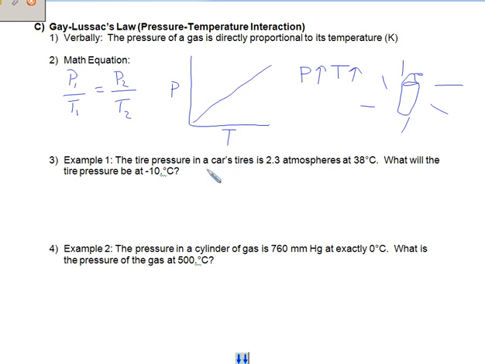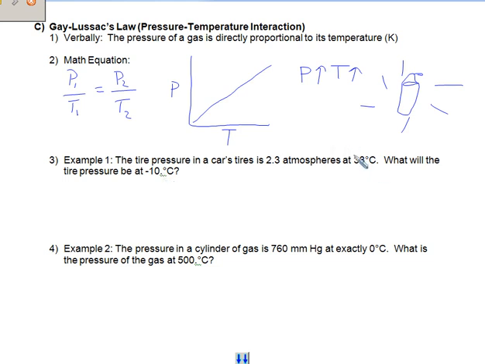Now let's take a look at a couple of calculations for this. The first one is we're going to look at why you need to repressurize your car tires as the weather shifts from summertime to wintertime. So we're going to start with the tire pressure in the car's tires at 2.3 atmospheres at 38 degrees C. And we're going to see what happens to the tire pressure at minus 10 degrees C.